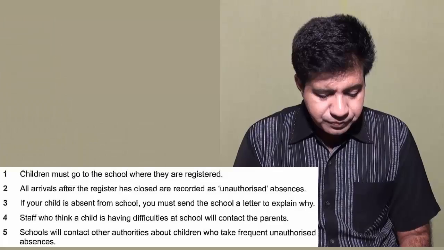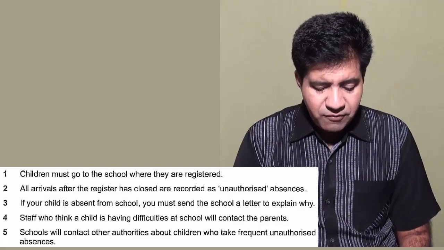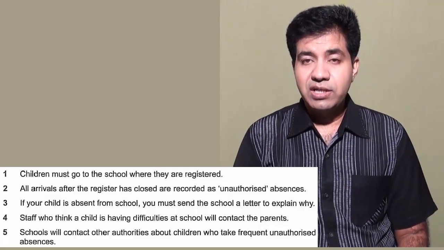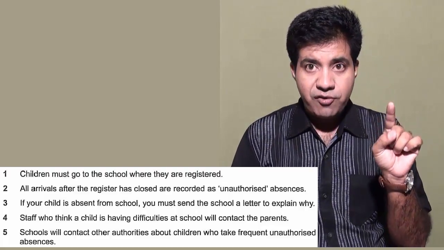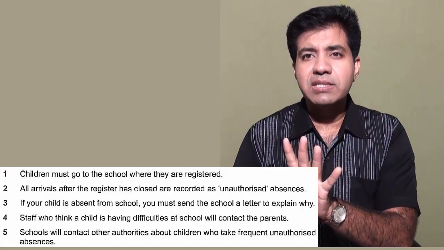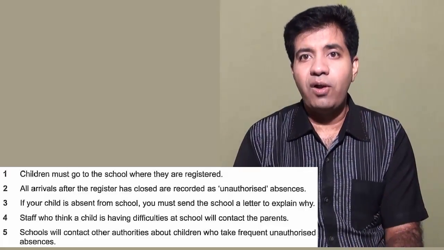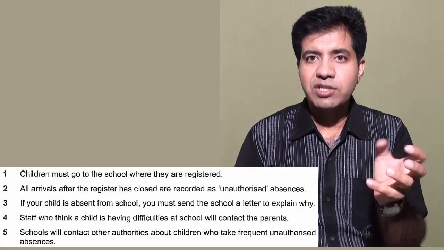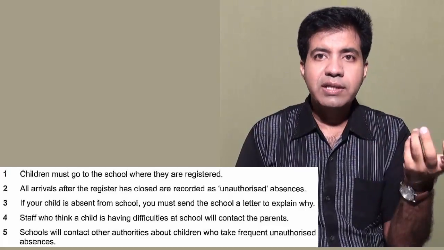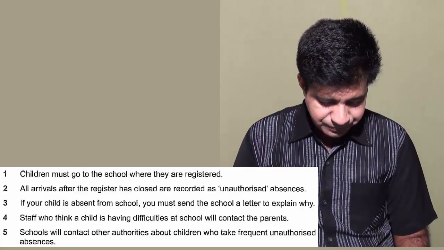Okay, now we have to go through the questions. The first one is, children must go to the school where they are registered. So you need to underline words like children must go to school where they are registered, which means they cannot go to another school. If they could go to another school, then it is false, and if they don't tell us whether the students need to go to the school where they are registered or not, then it is not given. So let's try to find this answer.